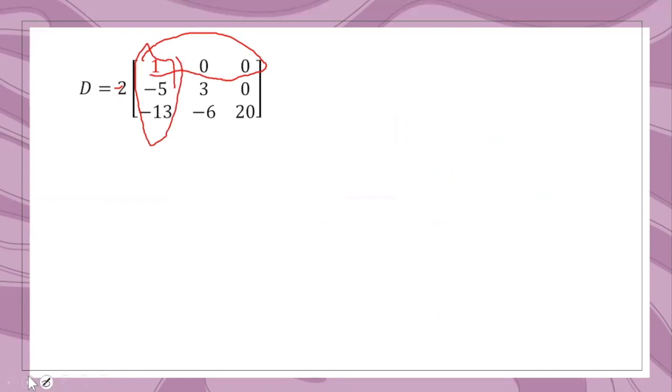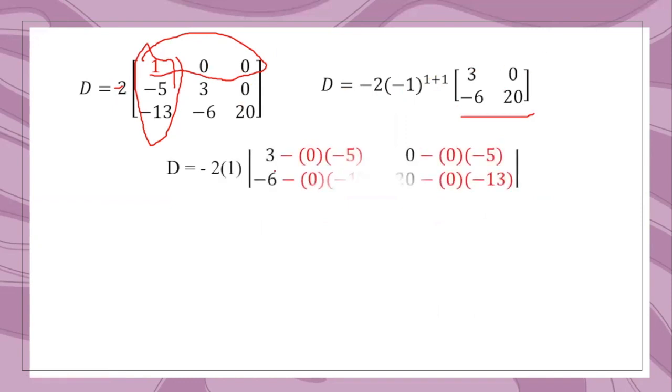Then, after crossing it out, our solution would be negative 2 times negative 1 raised to 1 plus 1, because it is row 1, column 1, together with the remaining entries. Then, after that, we subtract each remaining entry by the product of the row and column it intersects. So, 3 minus 0 times negative 5, negative 6 minus 0 times negative 13 is negative 6, 3 minus 0 times negative 5 is 3, 0 minus 0 times negative 5 is 0, 20 minus 0 times negative 13 is 20.